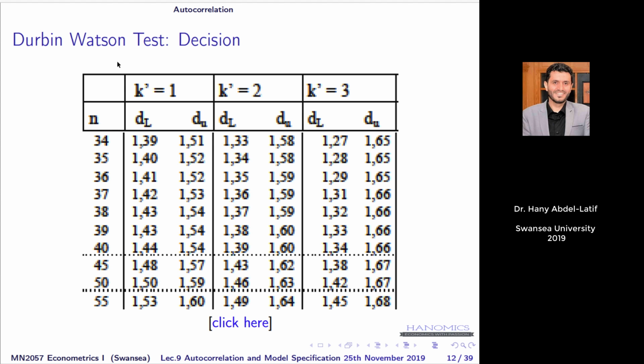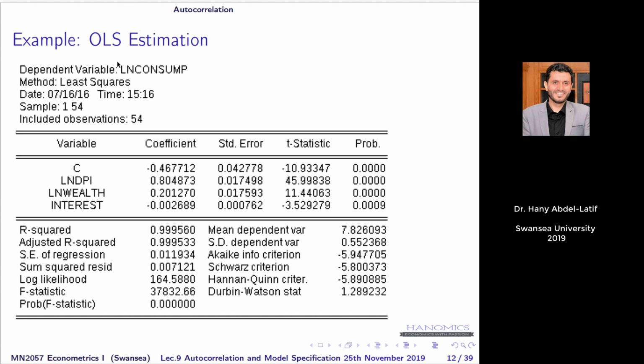So what we need here is this table. So what you need to do, you need to know k. K is the number of regressors. Okay, it's not the number of coefficients, because if you add the number of coefficients, that means you have the constant as well. So going back here, how many regressors here?